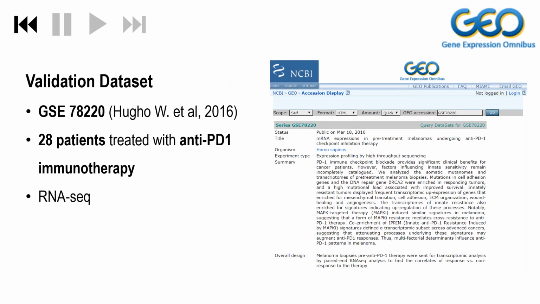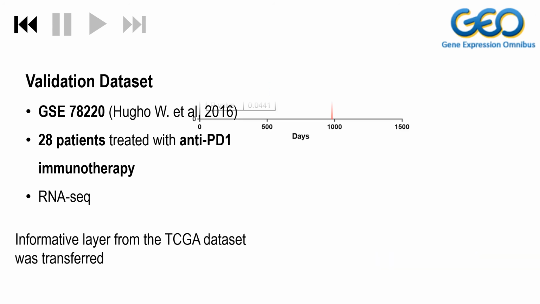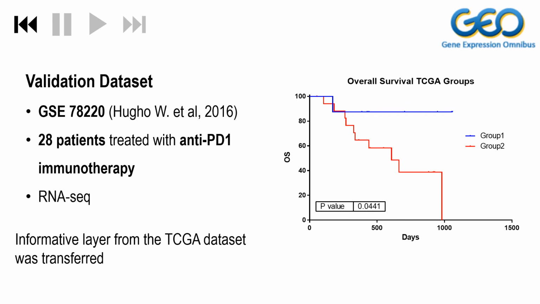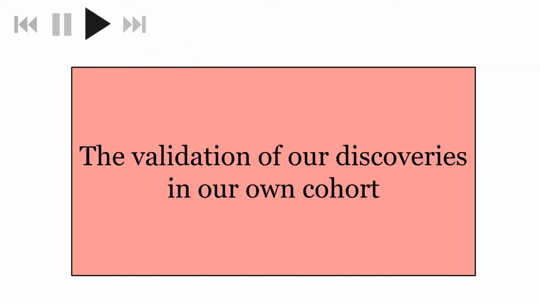So back to the validation dataset, we transferred the informative layer classification and checked the overall survival of these groups. Here we found that there is a group of patients that are responders to anti-PD-1 treatment. This finding will possibly allow knowing which patients are going to respond to the treatment. This is important enough to continue with the hypothesis. So that's what we did in this research.